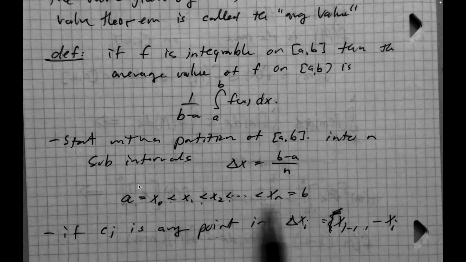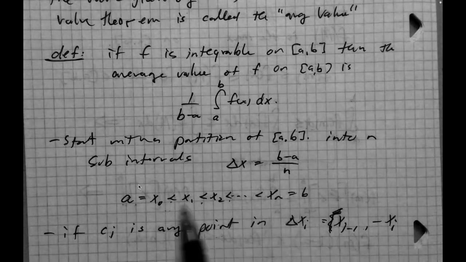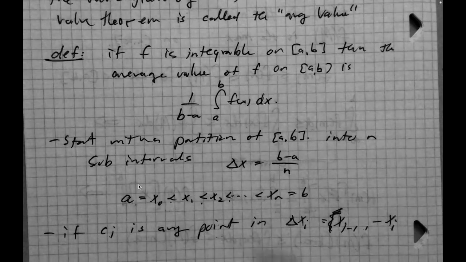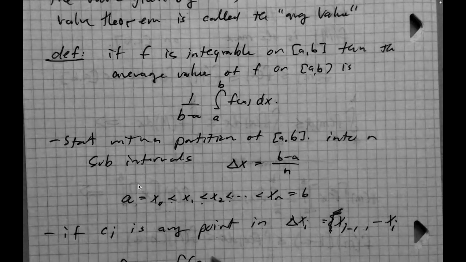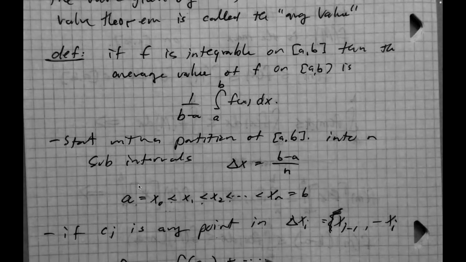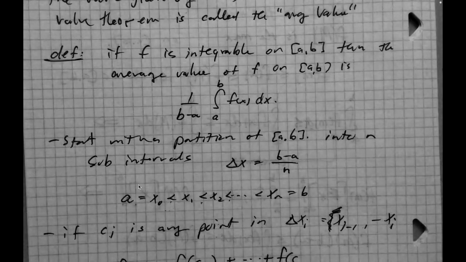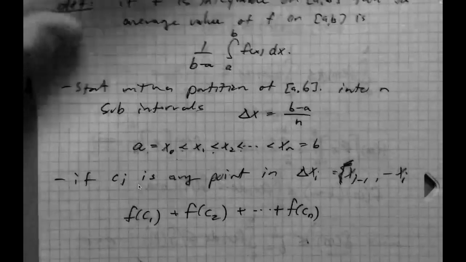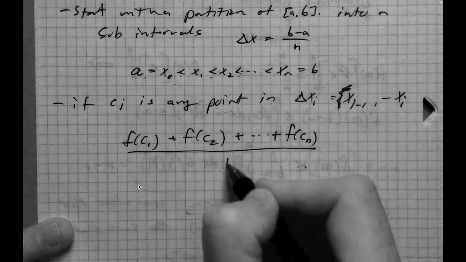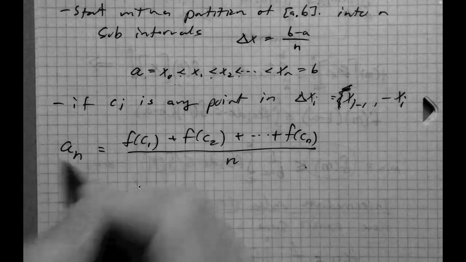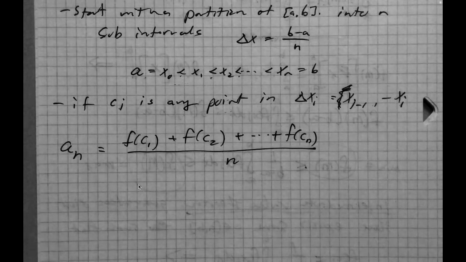So there's n of them. What's the average value of those ci's evaluated in the function? So basically you would take f of c1 plus f of c2 plus dot dot dot f of cn. Okay, so just add them all up. How many of them are there? Well, there's n of them, divide by n, and so we're going to call that the arithmetic mean. This is the average. This is just the average.